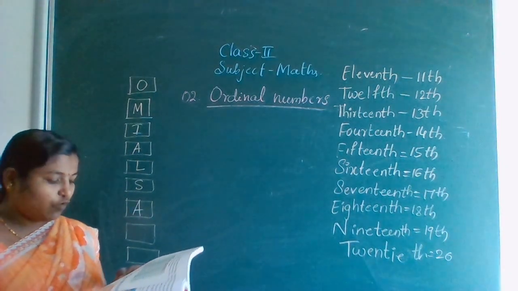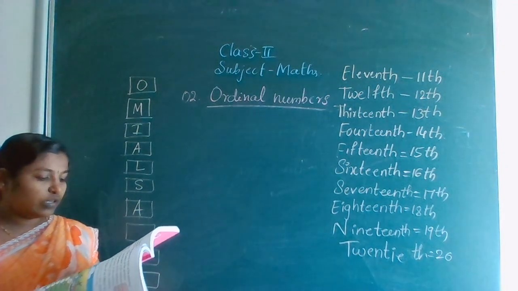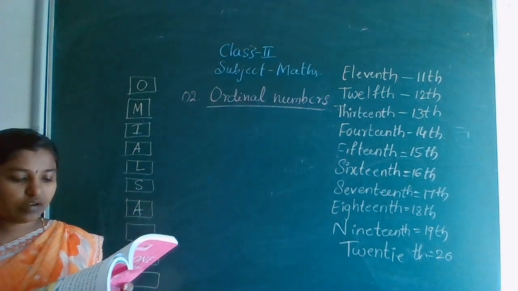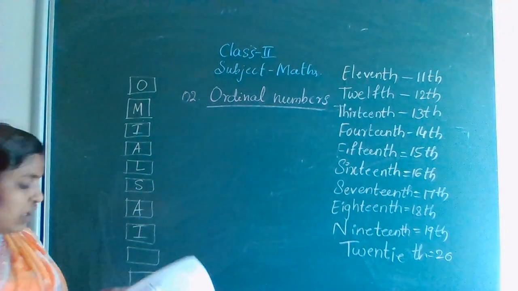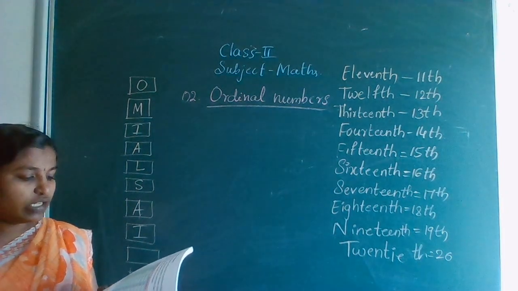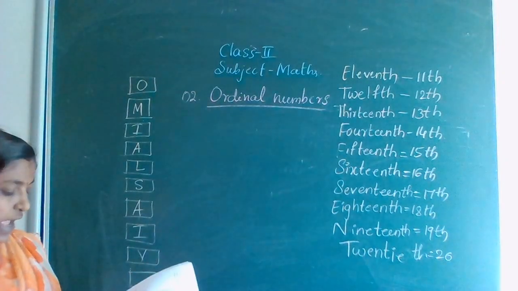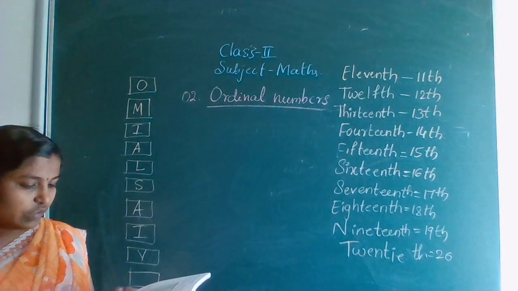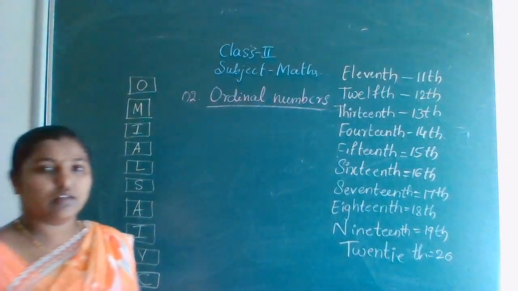Next is the 14th letter of the sentence. 14th is I. Again, dash is the 4th letter of the sentence. First, second, third, fourth. That is D. Dash is the 15th letter of the sentence. That is C. Okay.